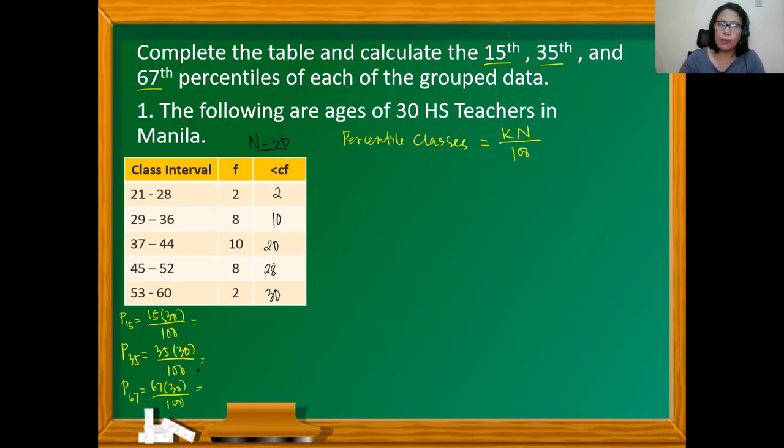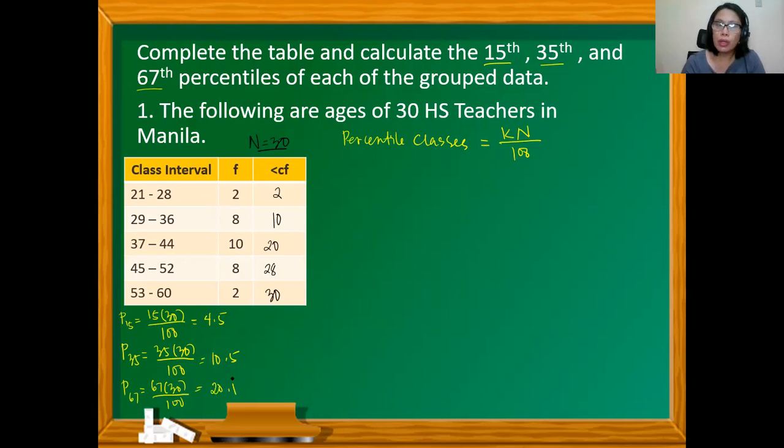So we have 15 times 30 and then divide the result by 100. So we have 4.5 for P sub 15. And then for P sub 35, we have 10.5. And we have for P sub 67, it's 20.1.